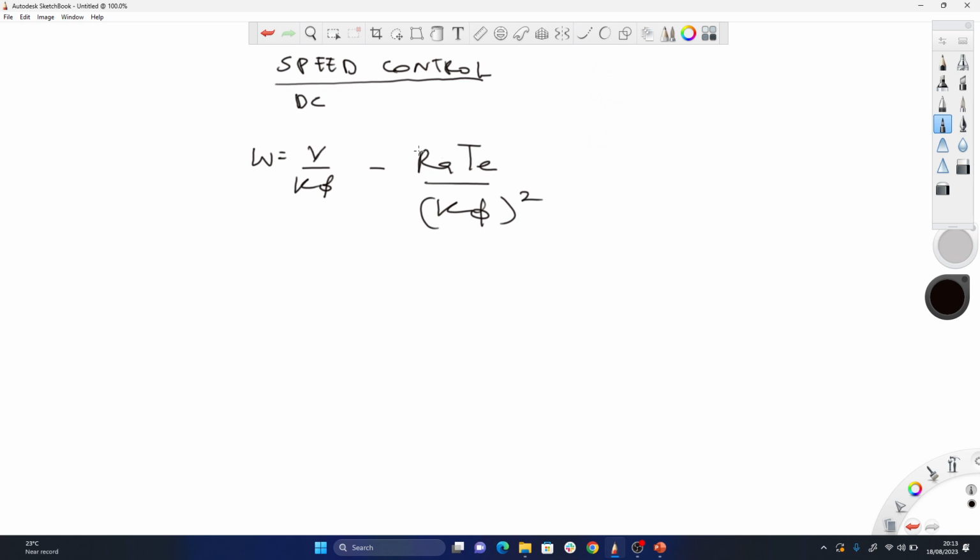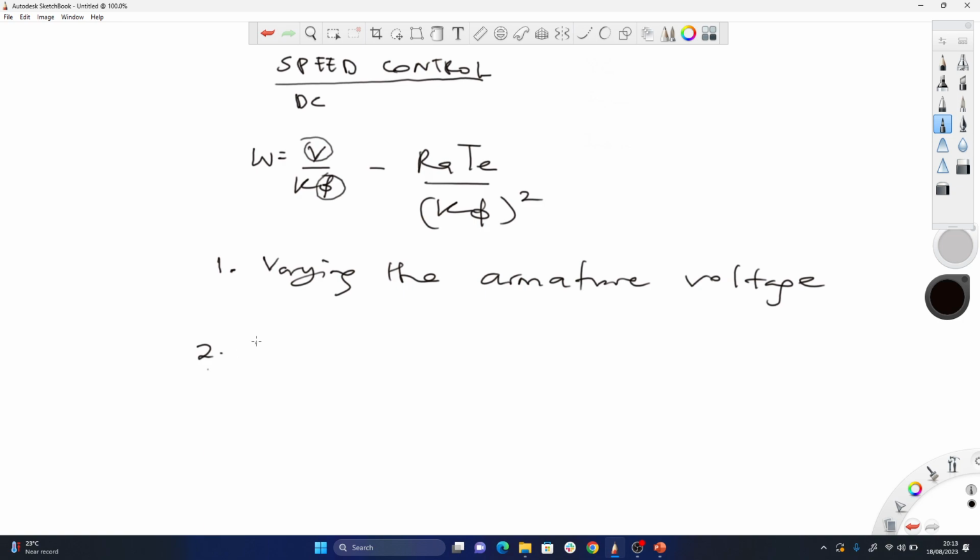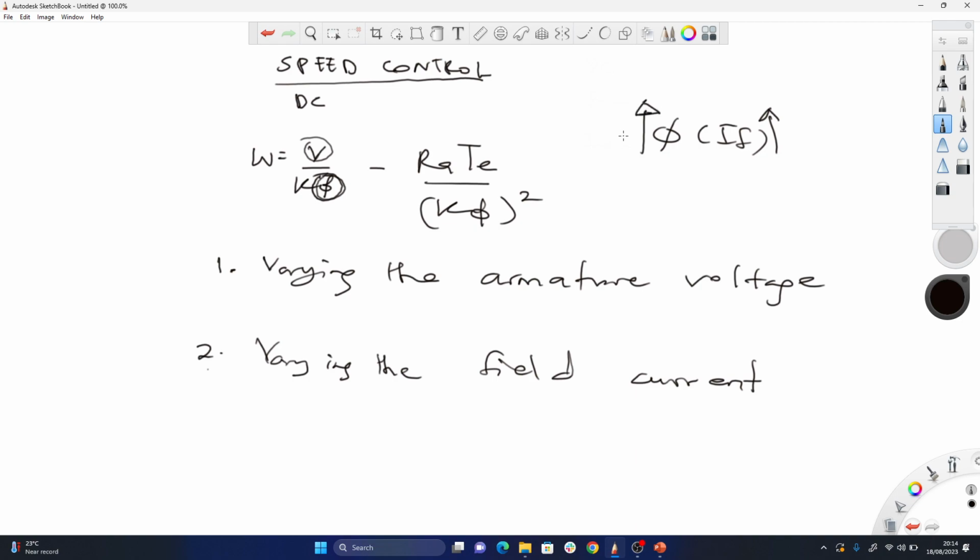Now from this formula, let's observe these two parameters: voltage and phi, the flux. The two ways by which we can control the speed are, first, varying the armature voltage, and second, varying the field current. When we vary the field current, it has an effect on the flux. The flux is a function of I_f. If I increase the field current, I increase the flux produced in the field.